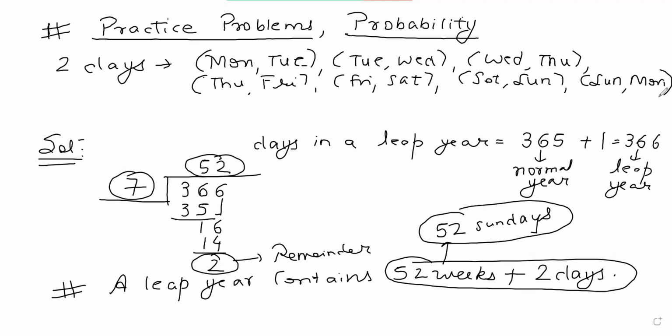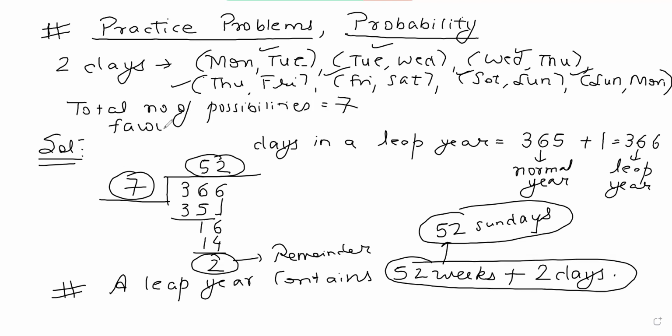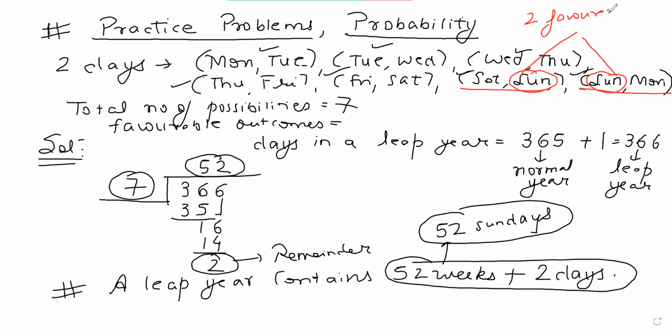Now, how many total number of combinations do we have? 1, 2, 3, 4, 5, 6, 7. So total number of possibilities is 7. For these 2 remainder days, total number of possibilities is 7. Favorable outcomes are how much, guys? I need a Sunday. A Sunday comes here and a Sunday also comes here. So there are two favorable outcomes. For the 53rd Sunday to come, there are two favorable outcomes.